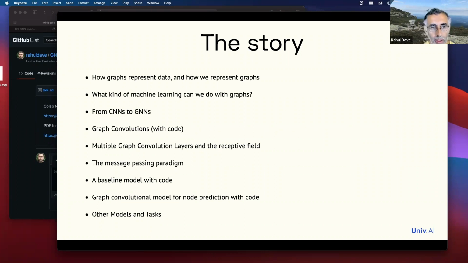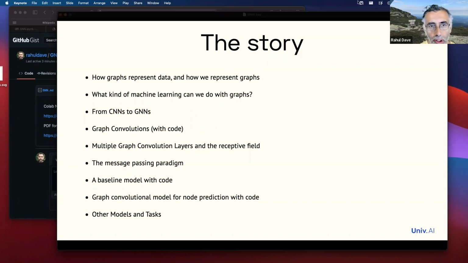So what's the story with today's workshop? We're going to talk about how graphs represent data, how we might represent graphs, and what kind of machine learning we can do with these graphs. Then we're going to go back to convolutional neural networks and talk about going from convolutional neural networks to graph neural networks, then talk about graph convolutions with code. And then we're going to do multiple graph convolution layers and this idea of receptive field that you might be familiar with from convolutional neural networks. And come up with a paradigm in which we can train graph neural networks called the message passing paradigm.